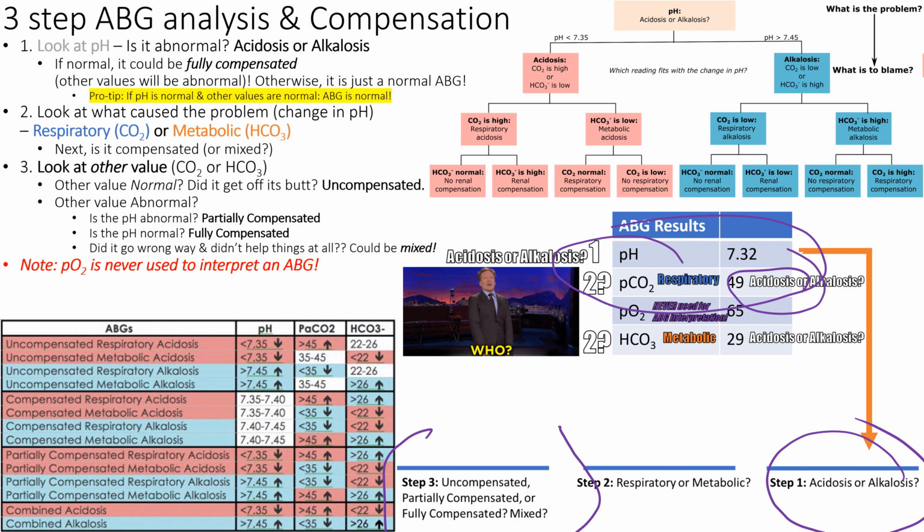You have to think of it algorithmically, because otherwise you're just going to be referring back to a table, and that's not going to help you as much. First step, what's the pH? Second step, what caused the pH to be that way? Third step, did that last value, the one that's left over, try to fix the problem? If it fixed it and the pH is normal, that's called fully compensated. If it tried to fix it but did not fix it yet, the pH is abnormal, that is called partially compensated.